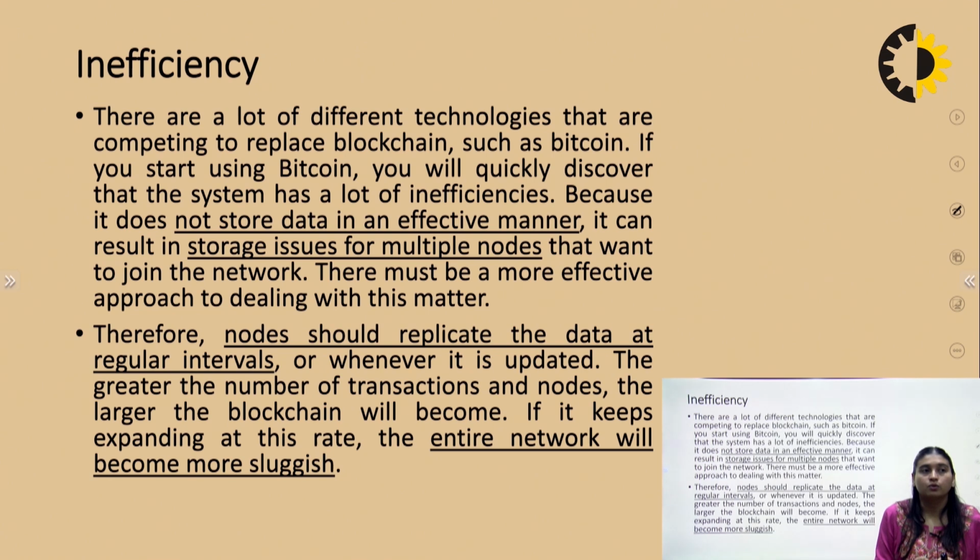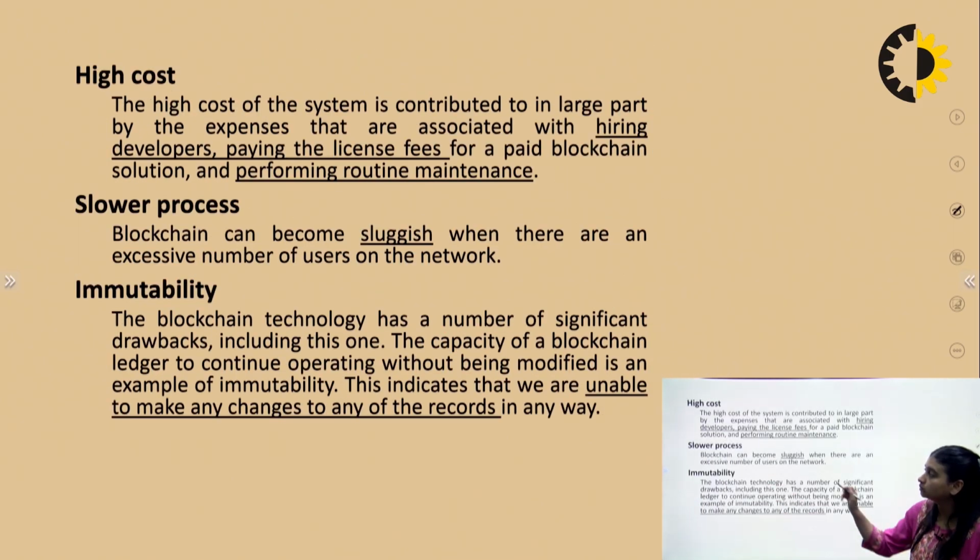Therefore, nodes should replicate the data at regular intervals or whenever it is updated, and the entire network will become more sluggish. It is quite similar to a slower process. It happens in the scenario when we have an excessive number of users or nodes in a particular network.